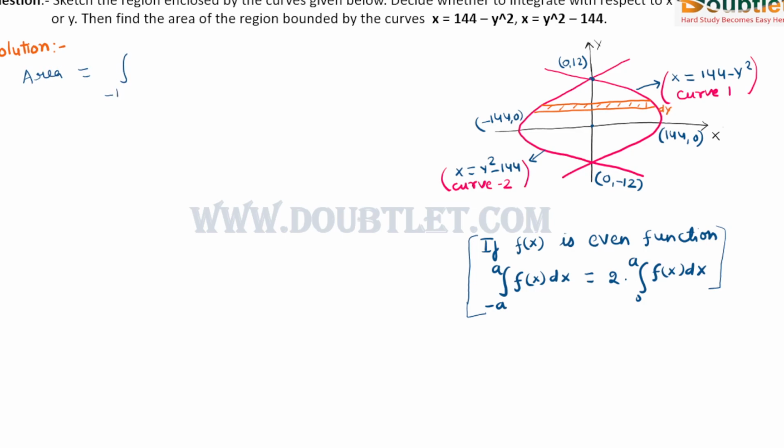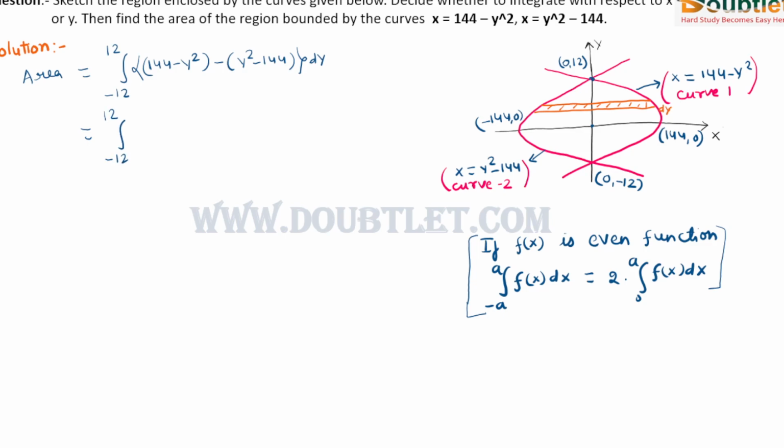So we will write that is minus 12 to 12. These are the upper limit and lower limit. And if we write the equation of curve 1, that is the upper curve, then it is 144 minus y square, minus y square minus 144. So we will integrate it with respect to y. If we further solve it, then the limit will remain the same, minus 12 to 12.